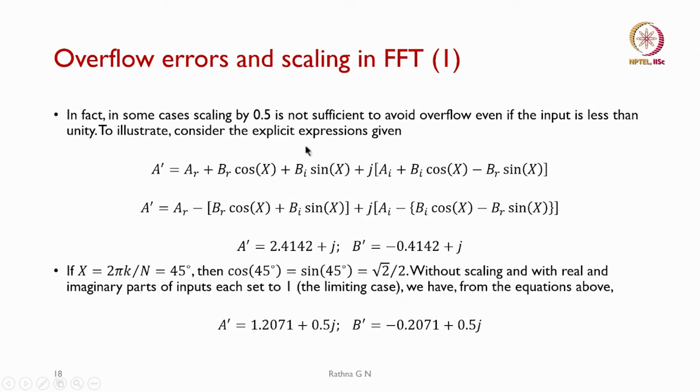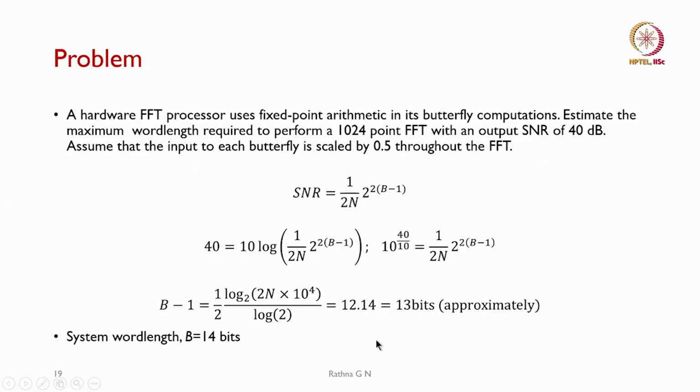we have from the equations above, A dash is nothing but 1.2071 plus 0.5j, and then B dash will be this value. If all of them are set to 1, this is what we will be getting. So, we know what our maximum output from these butterfly structures will be. So, to see how many bits are required to keep our signal to quantization noise ratio as required, we will see one problem in this case.